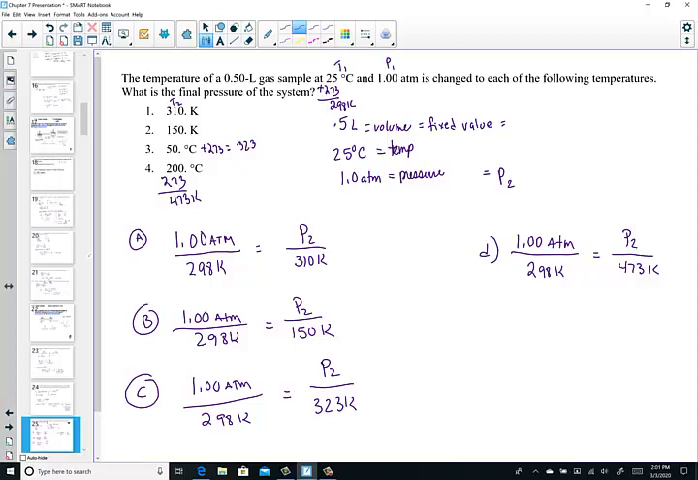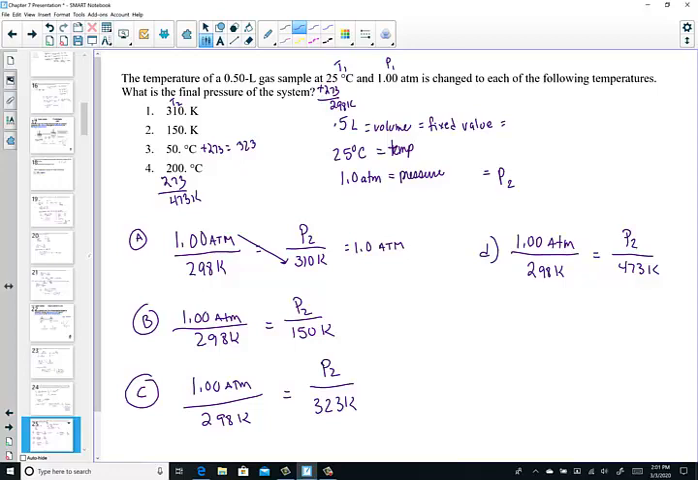Now we're just going to cross multiply. 1.0 times 310 divided by 298. Cross multiply 1 times 310 divided by 298. And I'm finding, what do we need? 2 sig figs. So I'll do 1.0. And that unit comes out as an ATM. My screen reads 1.04, but I'm going to round to just 2 sig figs.